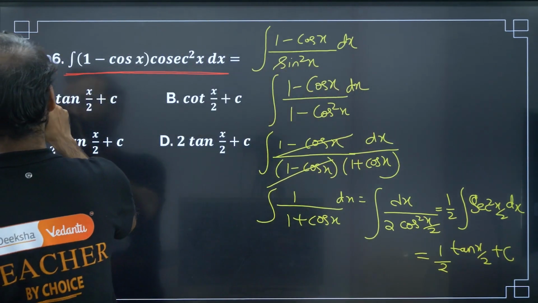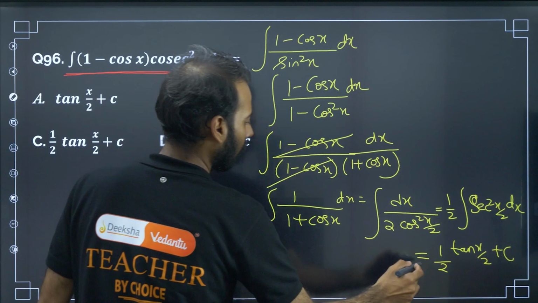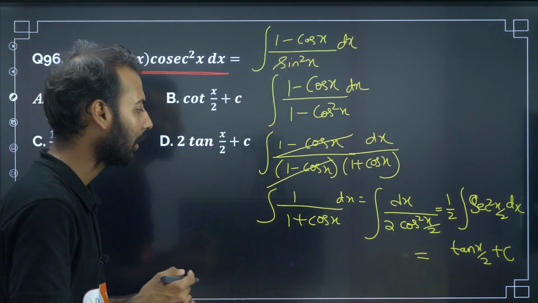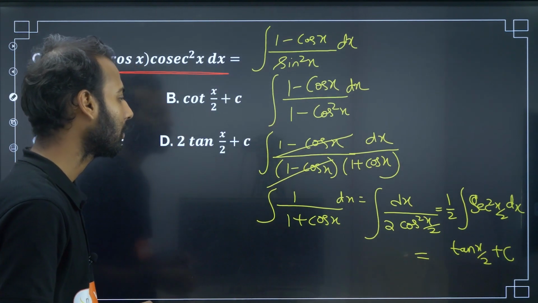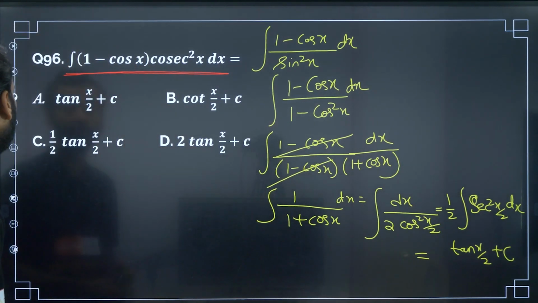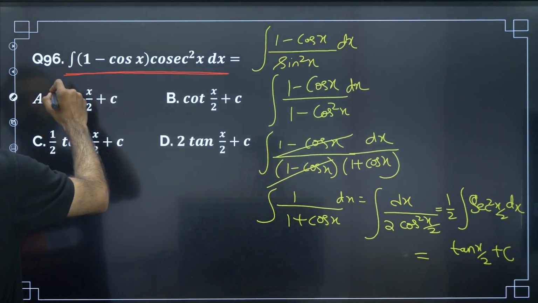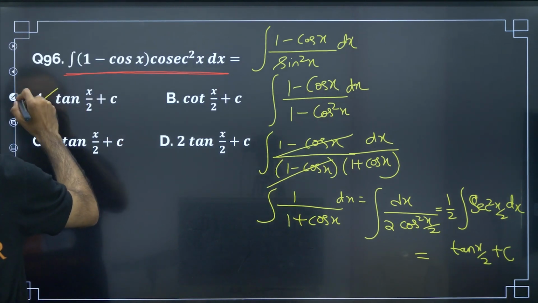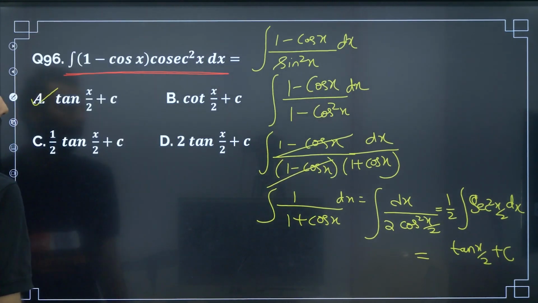Now integration of secant square x by 2 is not 1 by 2 tan of x by 2 plus c. It is tan of x by 2 plus c, because d by dx of tan x by 2 is secant square x by 2 dot 1 by 2. So the integration is 1 by 2 times 2 tan x by 2 plus c. Is there any option like this, tan x by 2 plus c? A is the answer. Next.